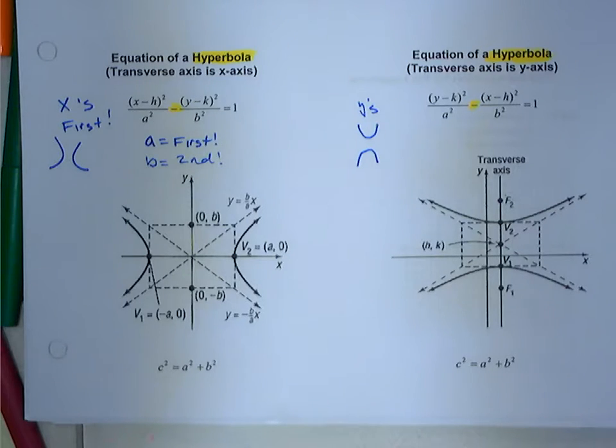So, any questions on deciding which way this thing's going? If the x's are first, side to side. If the y's are first, up and down. Okay? Now, when we take a look, we graph that's very similar to when we get ellipses.